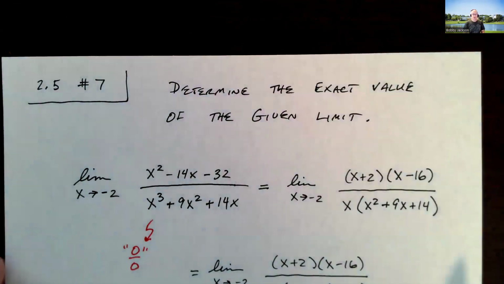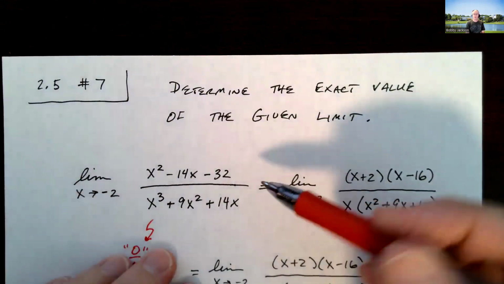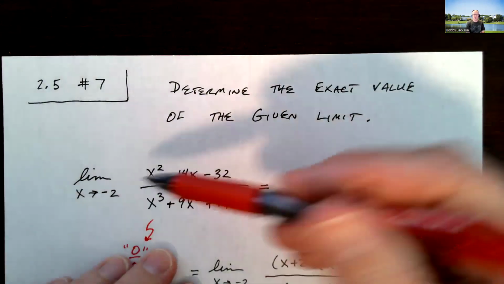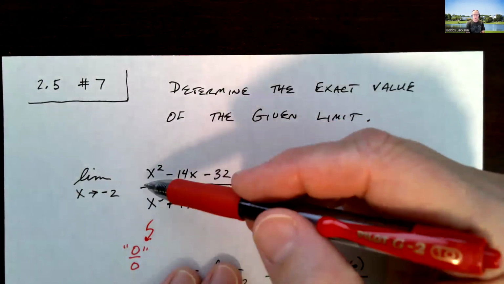Let's take a look at number 7 in section 2.5. We're going to determine the exact value of the given limit, and it's the limit as x approaches -2 of this expression here. We can plug in directly to see the form of the limit.